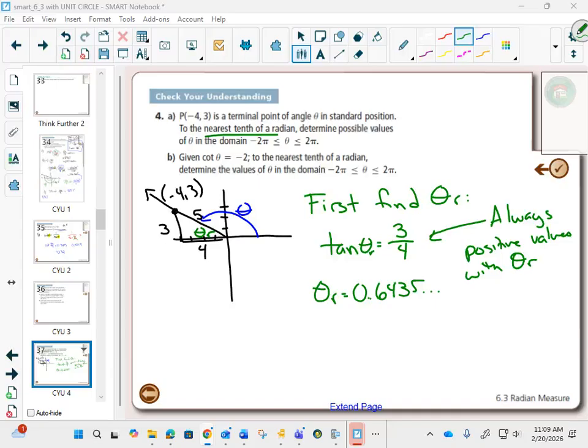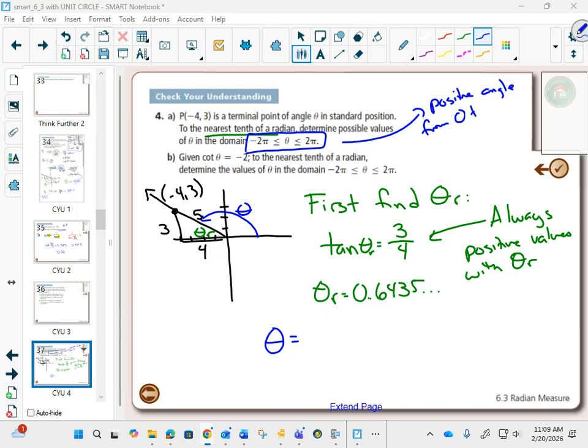So now we want to find what theta would equal. And we're looking for theta in this domain. When the domain has positives and negatives, standard position always starts at 0. So when the domain goes from -2 pi to 2 pi, I actually break it up and I say, okay, I'm looking for a positive angle from 0 to 2 pi and a negative angle from 0 to -2 pi. I'll show that negative angle in red here, right? That would be another possibility.